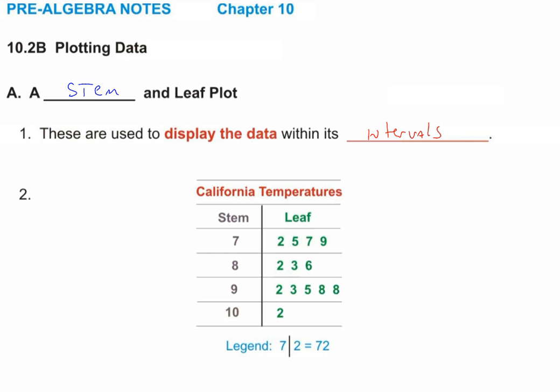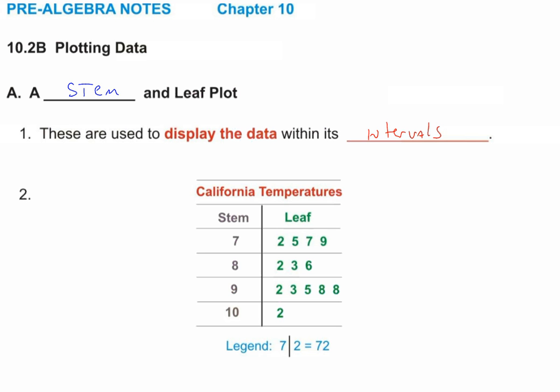We could do this with a test. You could look at the data in an interval and see, all right, who got a score from 60 to 69? How many people were there? How many were between 70 and 79? That interval. How many were between 80 and 89? That interval. How many were between 90 and 99? That interval. How many were between 100 and 103? That interval. Okay? So intervals. That's the idea of a stem and leaf plot.